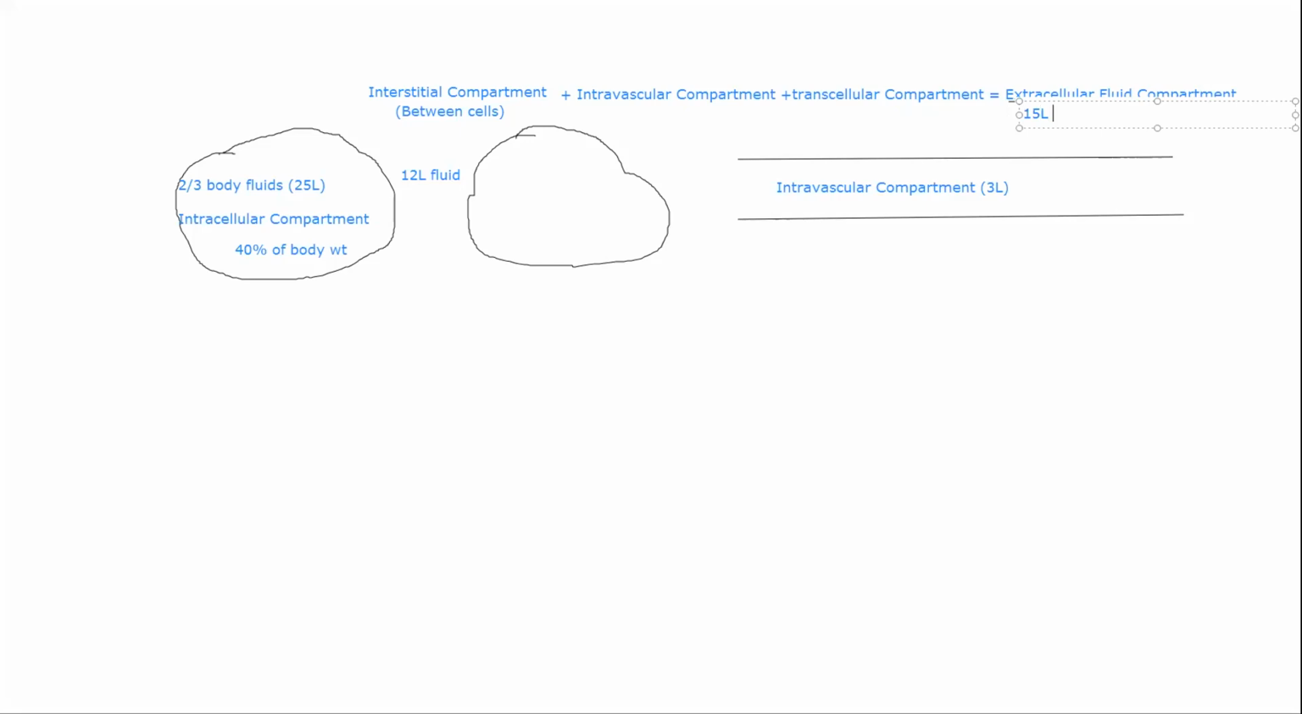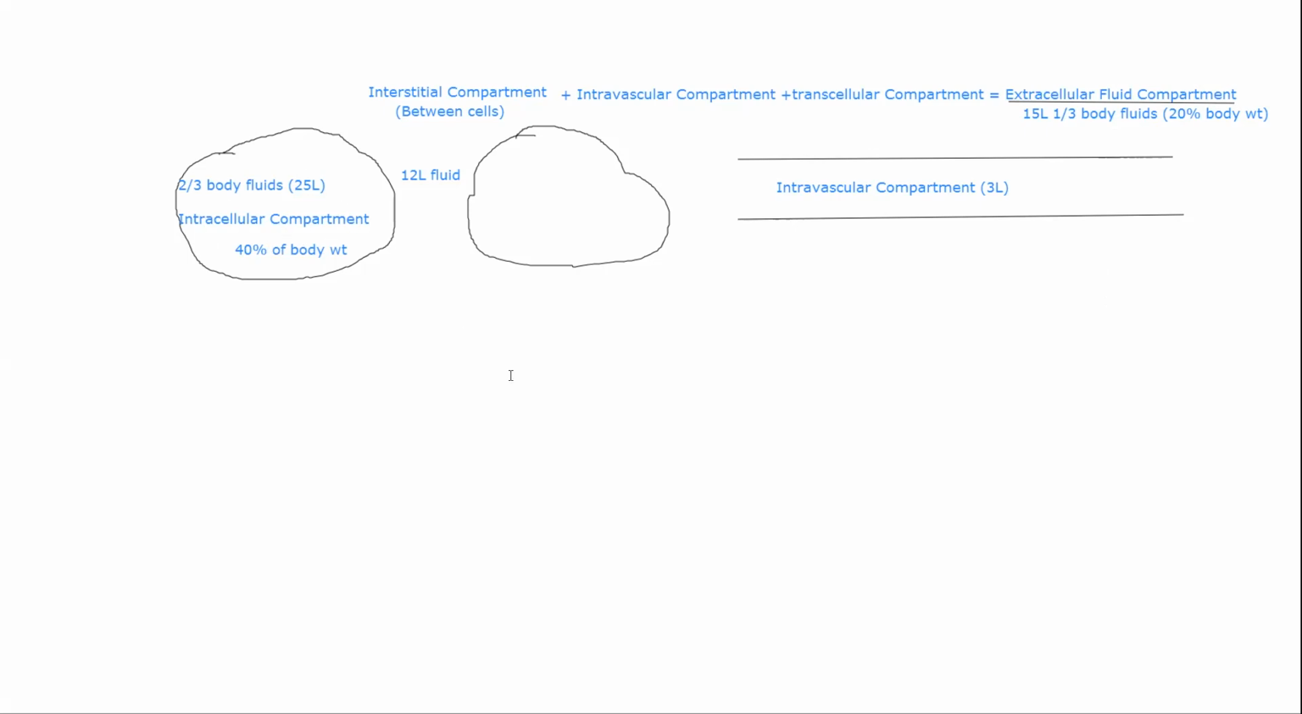And it consists of about 1/3 of our body fluids, and about 20% of our body weight. So 60% of our body weight is water, right? 20% of it is in the extracellular fluid compartment, and 40% is inside of our cells.